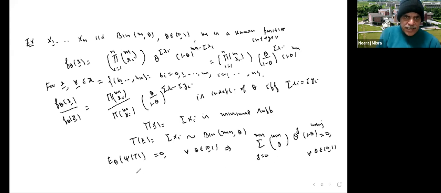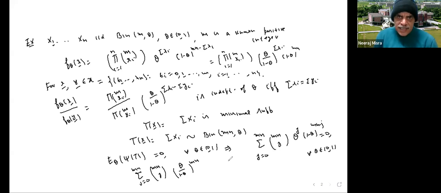What does that mean? Theta upon 1 minus theta to power j, not mn, sorry. 1 minus theta to power mn goes separately and that comes outside the sum, and since the whole thing is 0, this would imply that the remaining sum is 0 for every theta belonging to 0 to 1.